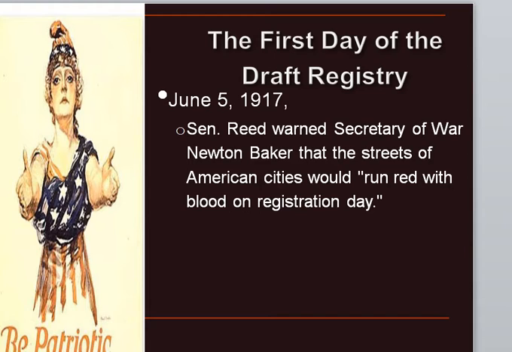Senator Reed warned Secretary of War Newton Baker that the streets of America would run red with blood on registration day. Also, keep in mind, because of the experience with the Filipino-American War, that war was seen very much as an unnecessary war, and created really a kind of a peace movement within the United States, that the United States really shouldn't get involved in any aspect of the world unless it was existentially endangered. So the draft was the first order of business for George Creel and the CPI.